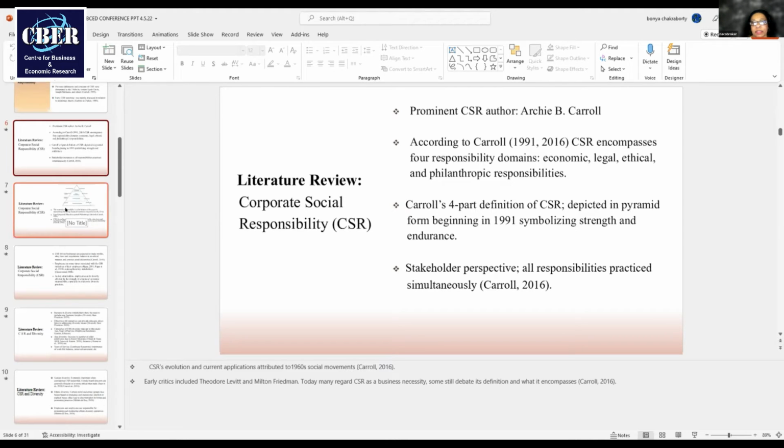Corporate social responsibility is basically seen from a stakeholder perspective, and all the responsibilities should be practiced at the same time. There's no one that's exclusive of the other.